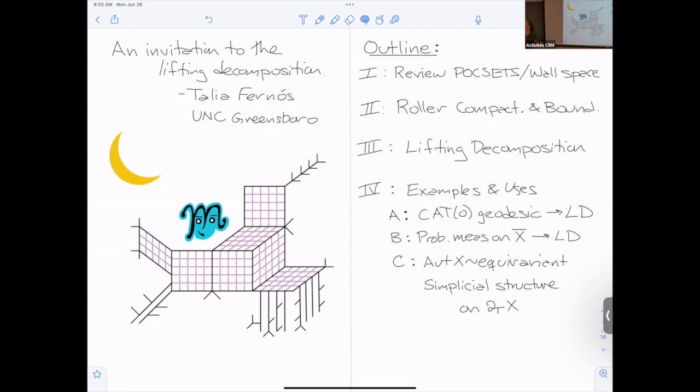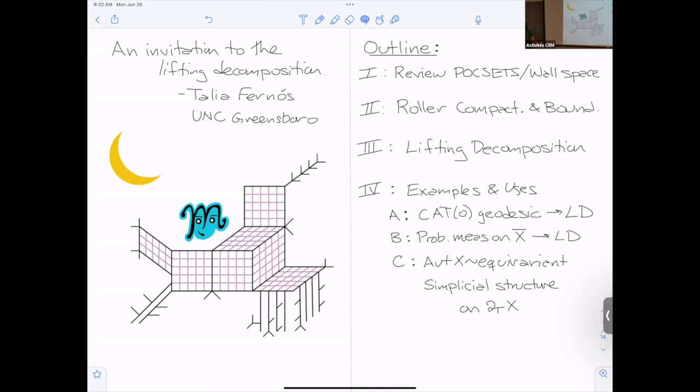So this is an invitation to the lifting decomposition. And I think it's a very powerful and simple tool to use. And if you're interested in CAT(0) cube complexes, which you must be because you're here, then I invite you to learn and utilize this really cool technique.